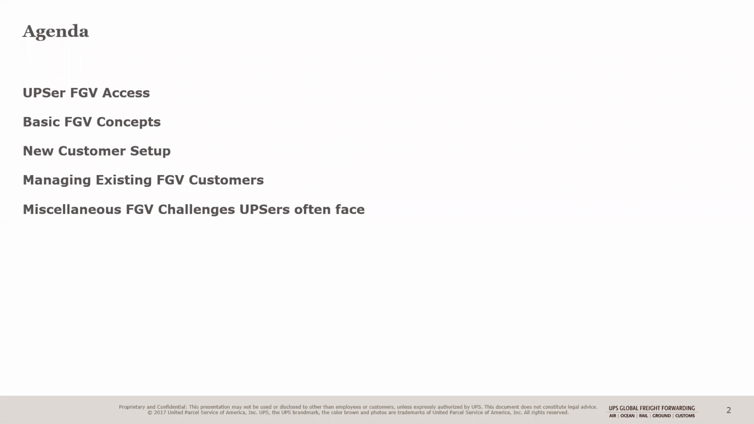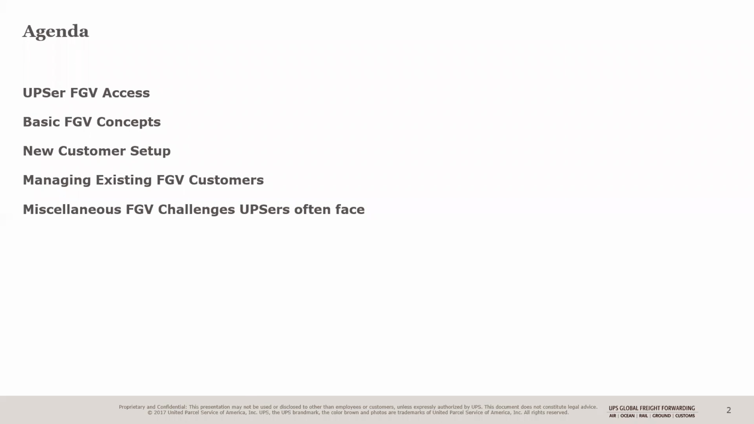The things we're going to cover today: we'll start with UPS access to FGV, in case there's anybody who doesn't have FGV access and is wondering how to get it. We'll review some of the basic FGV concepts. Then we'll look at the steps we follow when we want to set up a new customer. Then we'll look at the tools we have for managing our existing customers' FGV access, with some good tips and suggestions. And then we'll get into some miscellaneous FGV challenges that UPSers often face, based on the many questions we receive every day from our partners.